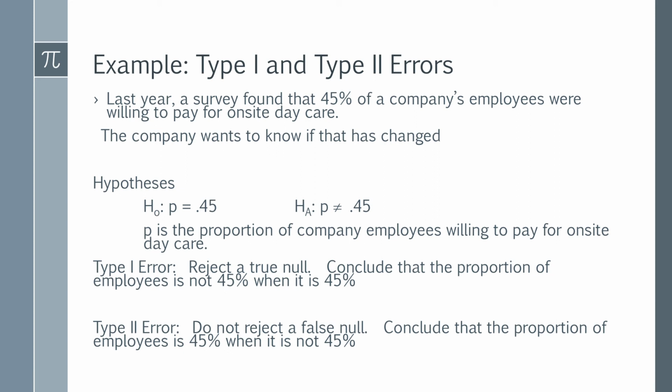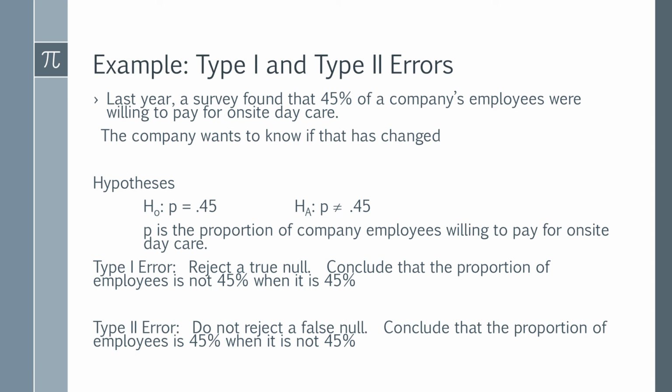Last year, a survey found that 45% of a company's employees were willing to pay for on-site daycare. The company wants to know if that has changed. So our hypotheses are the null, p equals 0.45, because remember, the null is our hypothesis that claims nothing has changed. The 0.45 relates back to the 45%. Nothing's changed, it's still the same.